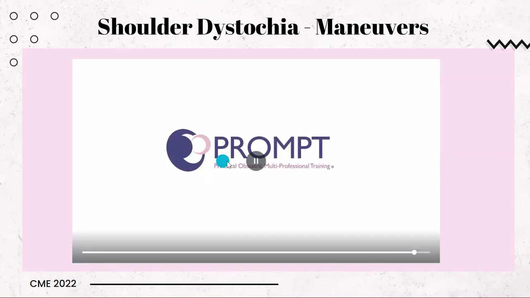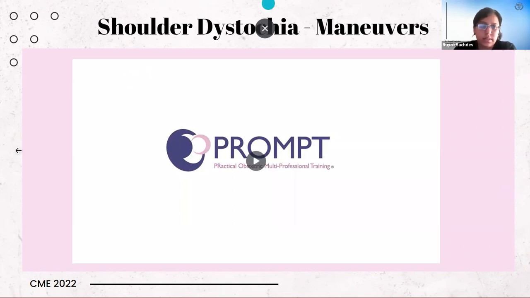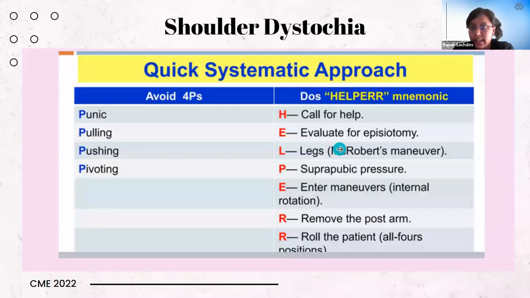Okay, did you guys understand the maneuvers? Like, did you understand what they were trying to do? So they essentially did the HELPER mnemonic. They called for help. They evaluated for an episiotomy. They did the McRoberts maneuver. They gave suprapubic pressure. They did the internal rotation. And they tried removing the posterior arm. Clear? Can you move ahead?